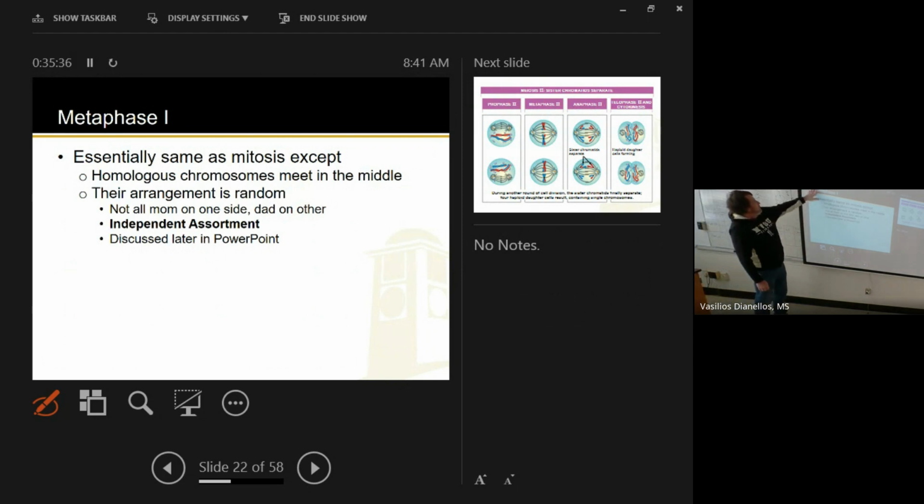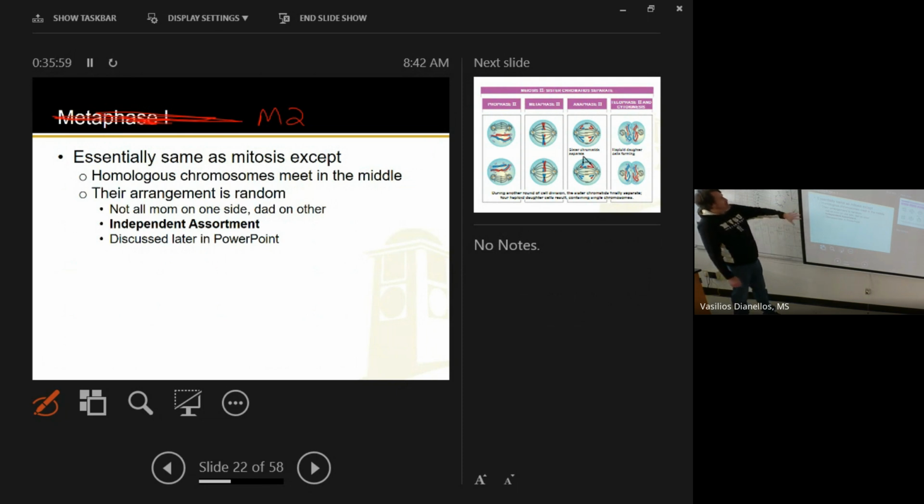I need to erase this. That's wrong. We're not talking about metaphase 1 anymore. So now we're still talking about the second round of meiosis. I'm just going to write M2. Meiosis 2, the second round of meiosis. It's essentially the same as mitosis, unlike the first round. The first round was a lot different. The second round is essentially the same.